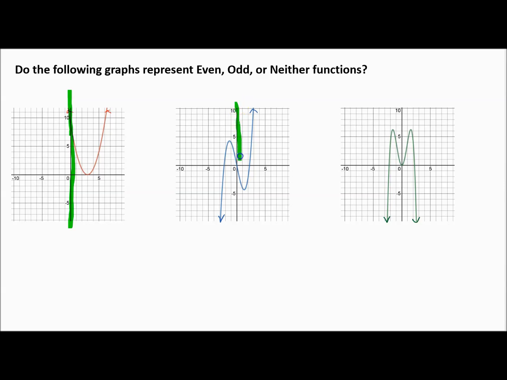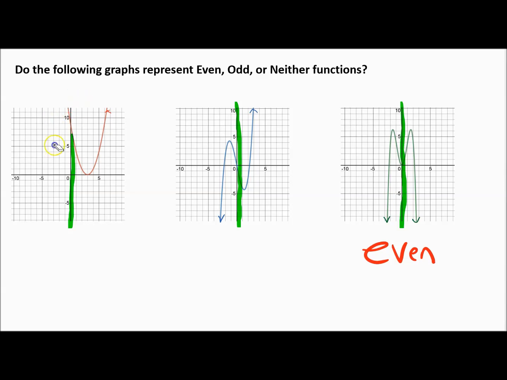If I fold my piece of paper here, will the right side of the paper land on top of the left? Nope. So that guy's not even either. But if I fold my piece of paper right here, check this guy out. This right hump will land right on top of this left hump, okay? And I will get an even function. So we know that this guy is even, and we know these two guys are not. Okay? Now let's look again. Let's see if we can find an odd function.